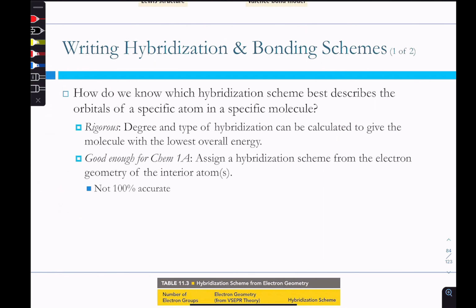So this is the part that we need to get to. It's bonding schemes. So how do we know which hybridization scheme best describes the orbitals of a specific atom in a specific molecule? The rigorous way to do it would be to calculate the degree and type of hybridization to give the best model with the overall lowest energy. That's quantum physics. We're not going to do it. I won't stand for it. Instead, we're going to use the method where we assign a hybridization scheme from the electron geometry of the interior atoms. So counting up those electron groups is just going to tell us how many hybridized orbitals we should have.